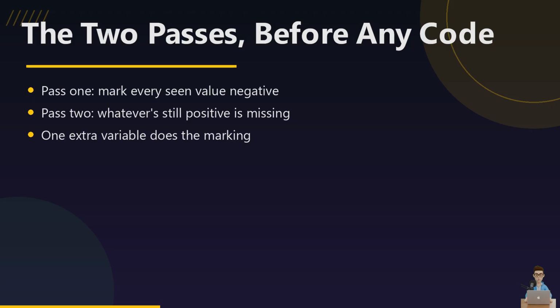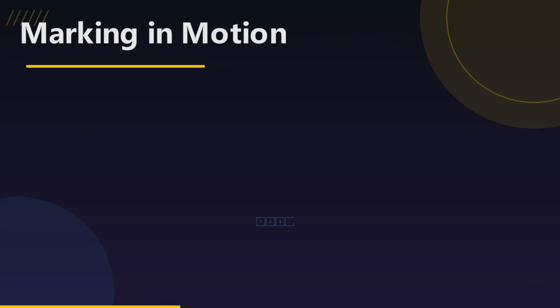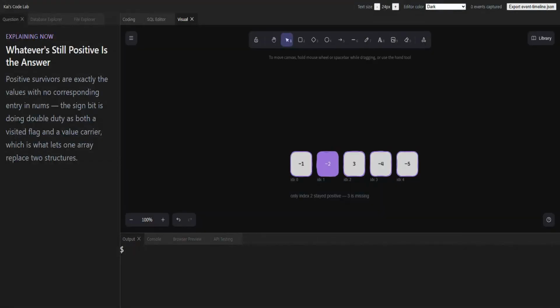This is the same reuse-the-input-as-storage family as the classic find all duplicates in an array trick. Each value routes directly to its slot via num minus low, no search. Index 2 stays untouched. That's the eventual output, forming implicitly as a side effect of the marking pass. Positive survivors are exactly the values with no corresponding entry in nums.